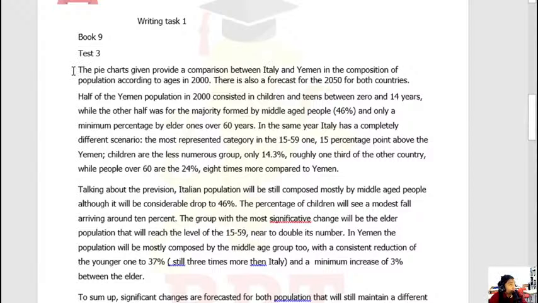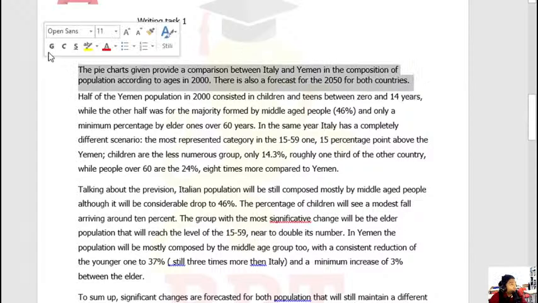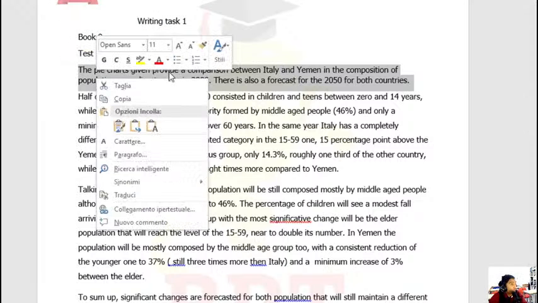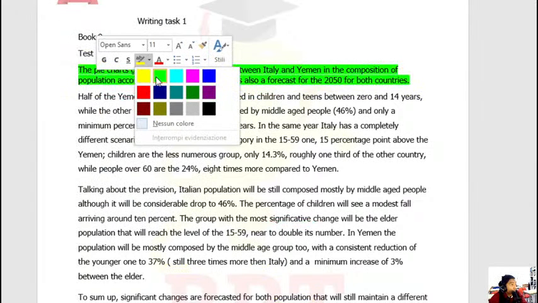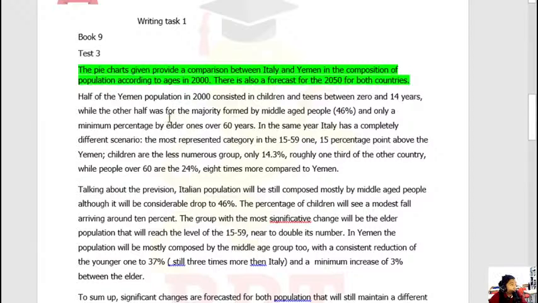So this is the introduction. The pie chart given provides a comparison between Italy and Yemen in the composition of population according to ages in 2000. There is also a forecast for 2050 for both countries. This is perfect. There's no need to change it. It's perfect. So let's move on to the next one.